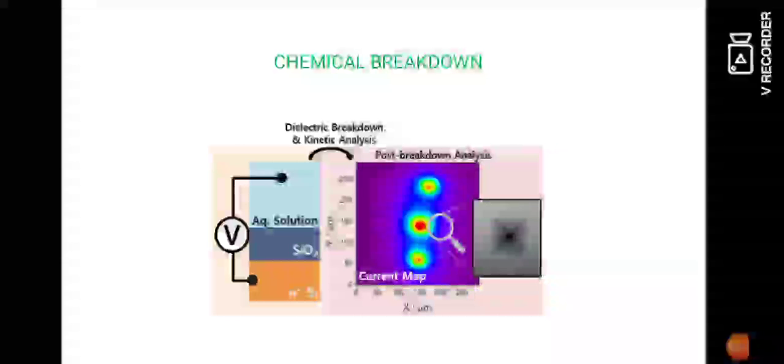Now let us see the figure. Suppose a dielectric material is used in some chemical reactions. Due to the chemical reaction effect, sometimes the mobility of ions in the dielectric material will be increased, so that its energy will be increased. As a result, the dielectric material starts conducting because of the decrease in the insulation property of the dielectric material. This type of breakdown is called chemical breakdown.